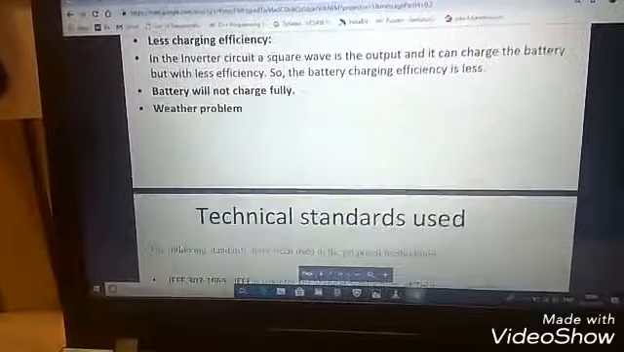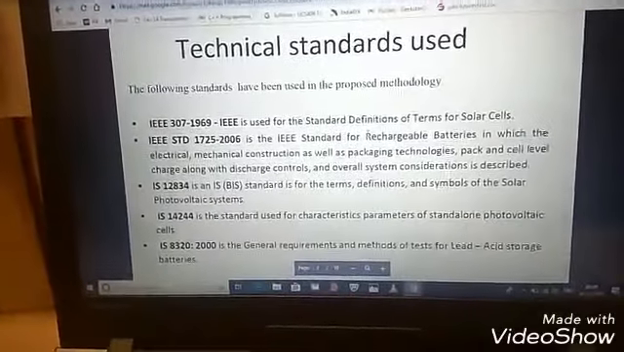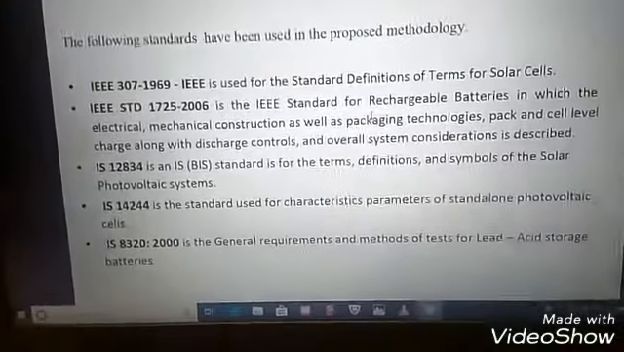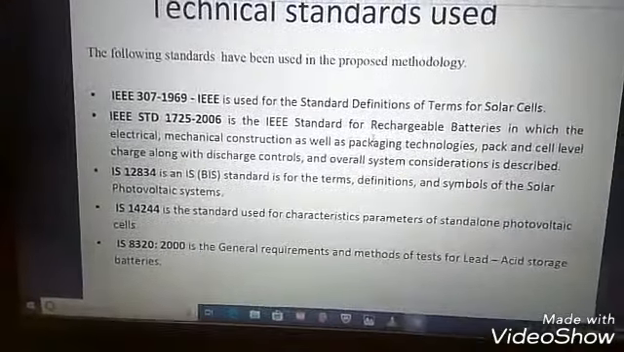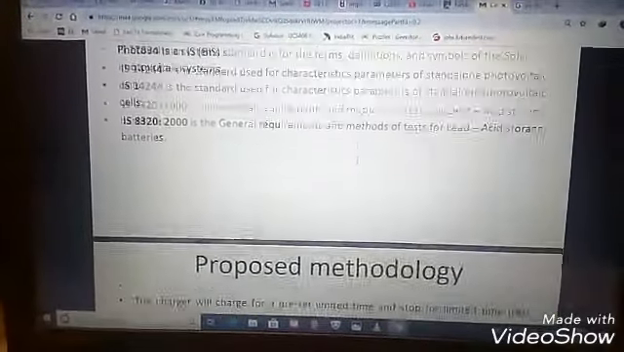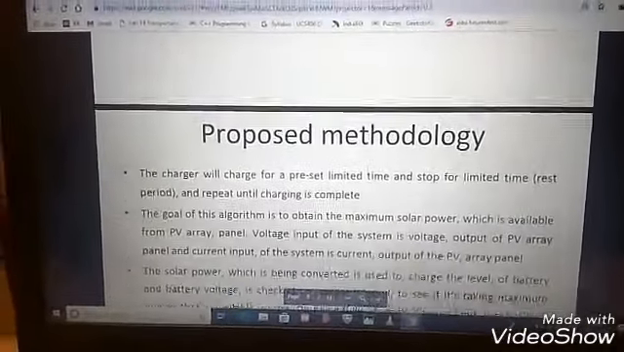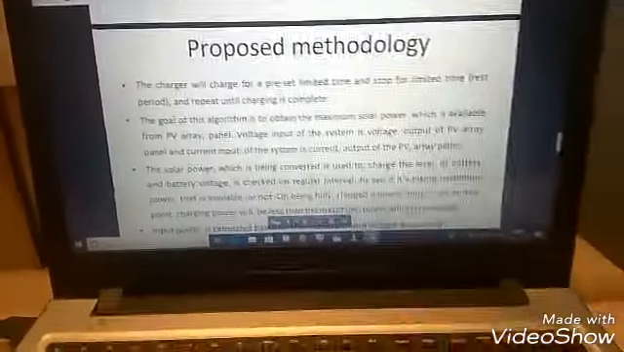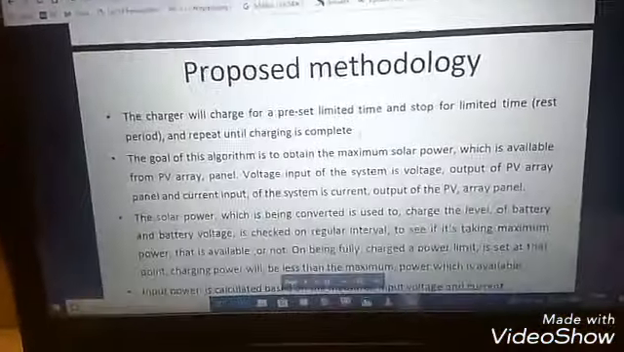Moving on to our next slide. These are the technical standards that we used in this project. You can see that these are the standards we have used. Moving on to the next slide, this is the method that we have used.